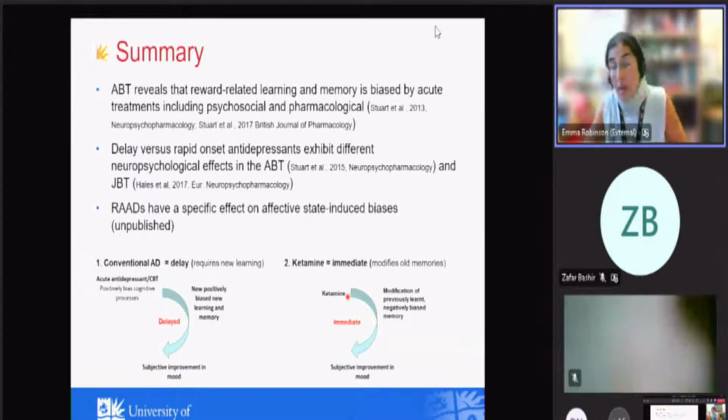Ketamine and potentially the other rapid-acting antidepressants do something quite different. So we think that they're able to modify these old memories. They're not changing memory. They're not amnesic, at the doses certainly that we're using. But what they seem to be able to do is have some selectivity towards an affective bias circuit. And so ketamine is able to modify the previously learned negatively biased memory. It's able to either attenuate or even perhaps shift to a more positive state, and that's why we see immediate and subjective improvements in mood.